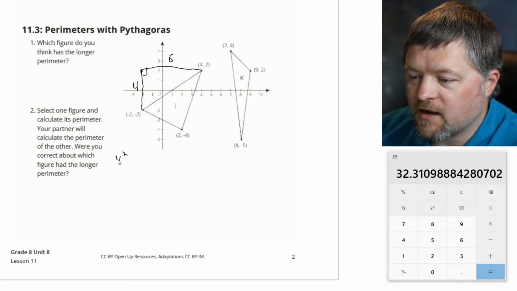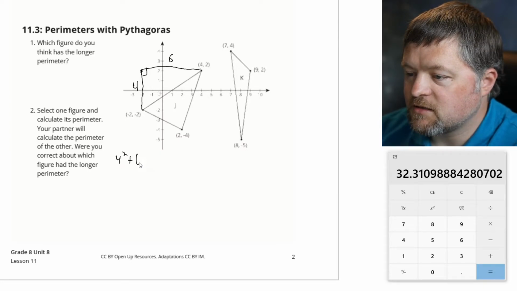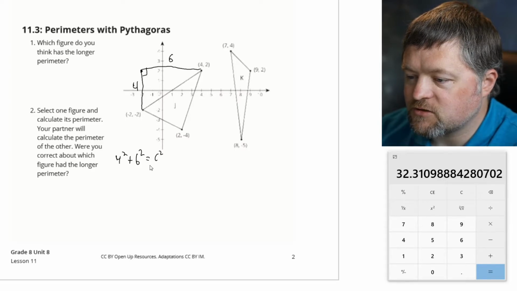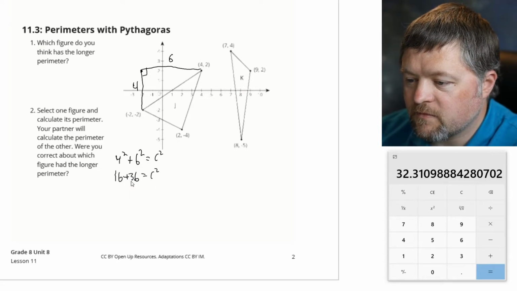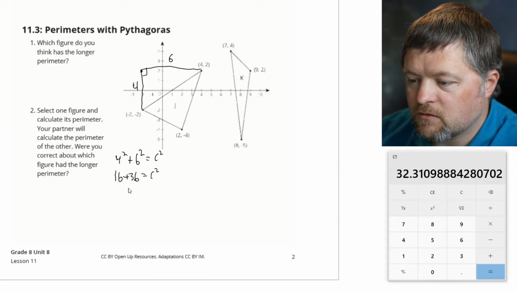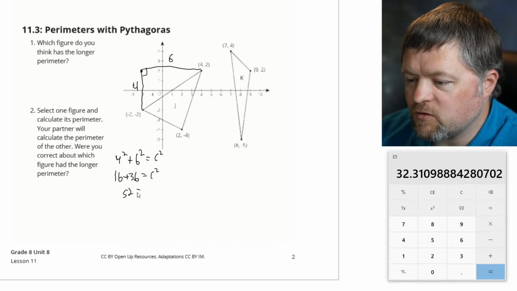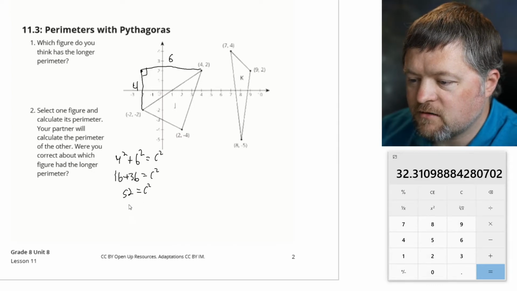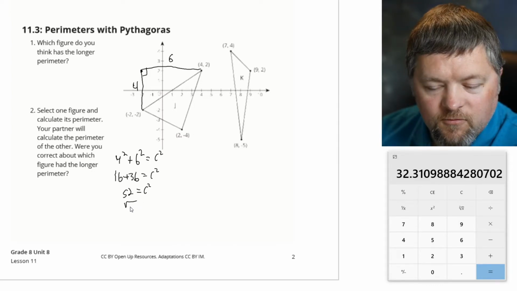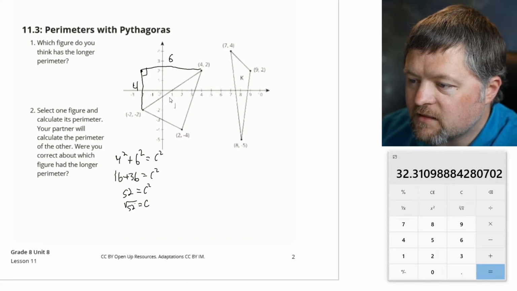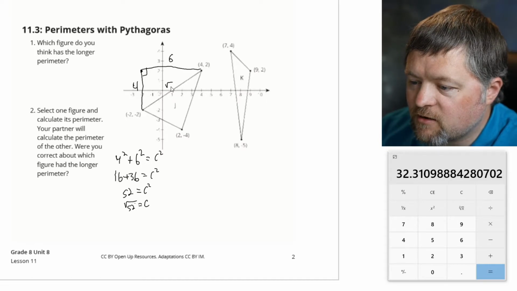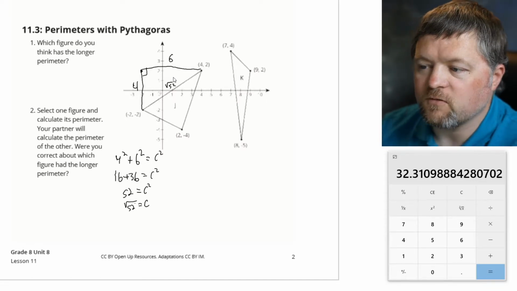So now, 4 units by 6 units, use the Pythagorean theorem. 4 squared plus 6 squared equals c squared. 16 plus 36 equals c squared. That is 52 units equals c squared. So the square root of 52 is c. This side length here is the square root of 52.